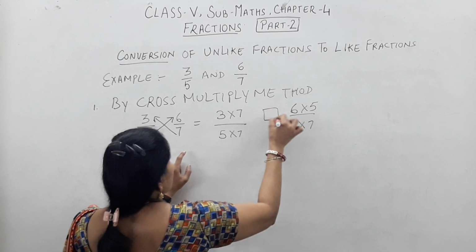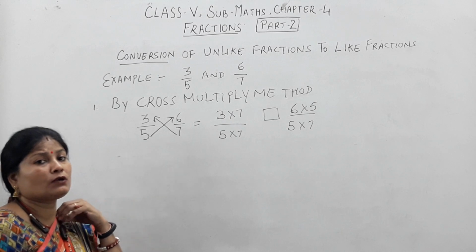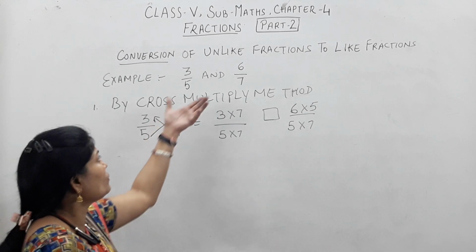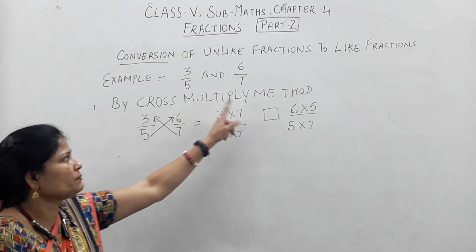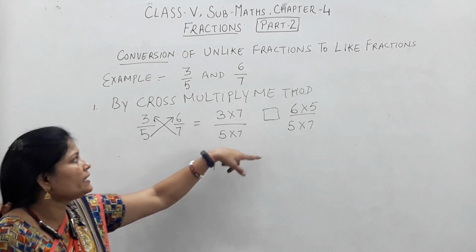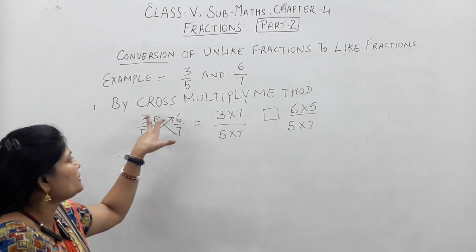I am not putting any sign between both of them because these are not like fractions. I am having only unlike fractions. I am converting unlike fractions by the cross multiply method. See children, what I have done? I have done cross multiply.